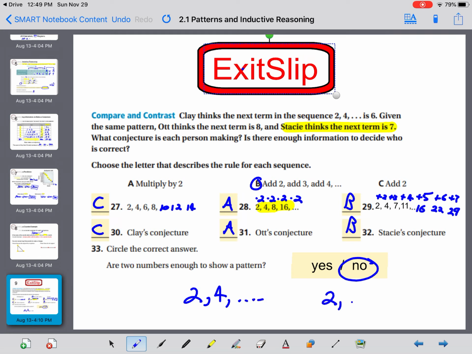Okay, if they gave us 2, 4, and 6, then we can make a little bit of a better prediction, knowing that Clay's conjecture would probably be correct. If they gave us 2, 4, and 8, then we would be able to make the conjecture that maybe Ott's is correct. Or if they gave us 2, 4, and 7, then we would be able to say that Stacy would be correct. But just giving us 2 and 4 is not enough info.